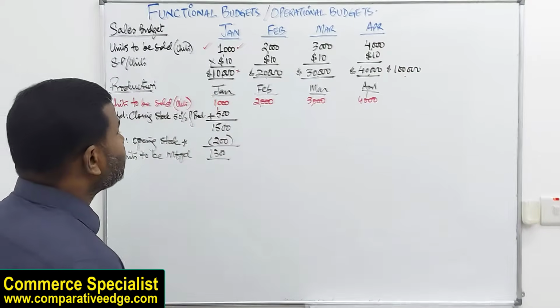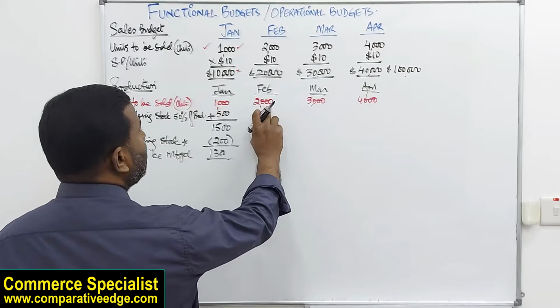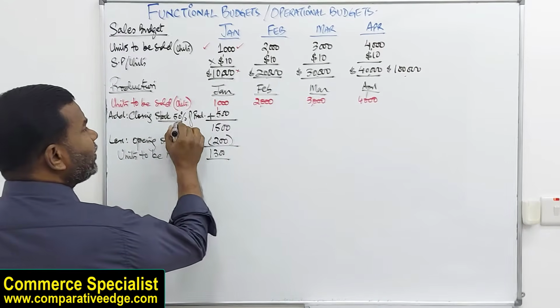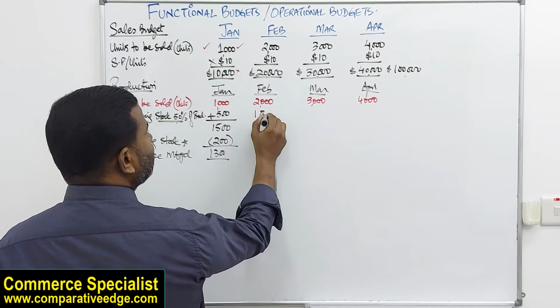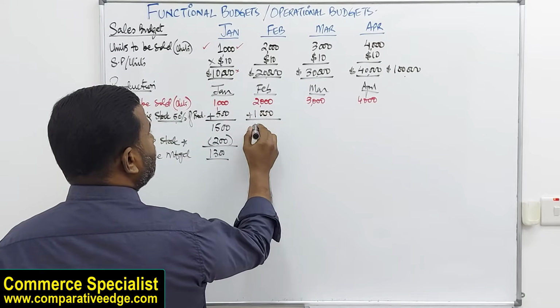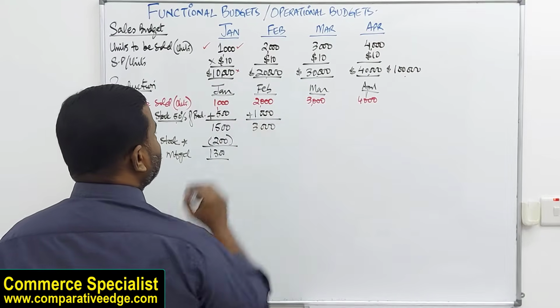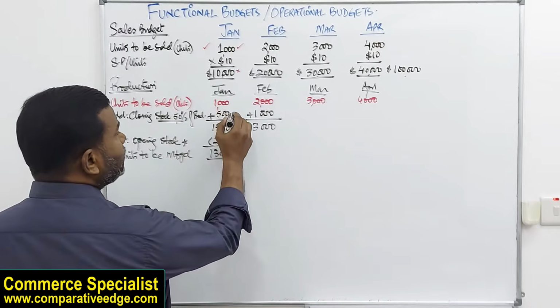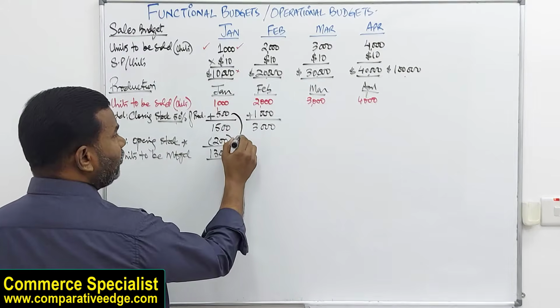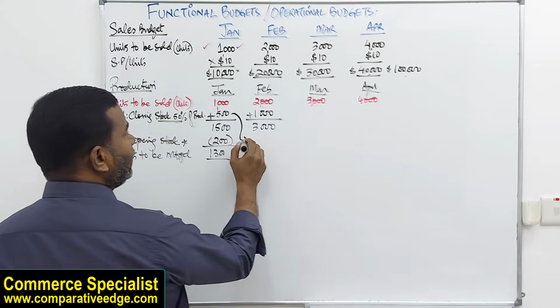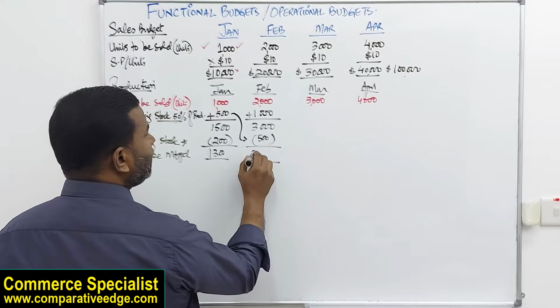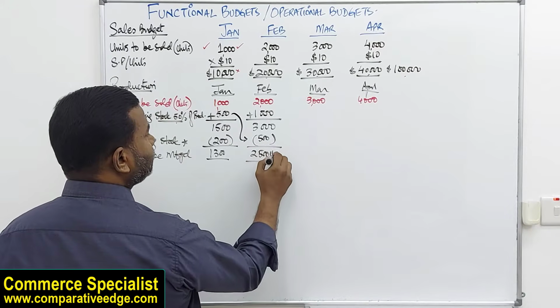So let's come to the next month. 2000 units. The company has a policy of having closing stock equal to 50%. 50% of 2000 is 1000 units. So 3000 units we should be making. Remember, the closing stock of January becomes the opening stock of February. So if you minus 500 here, how many units should you be making? 2500 units.